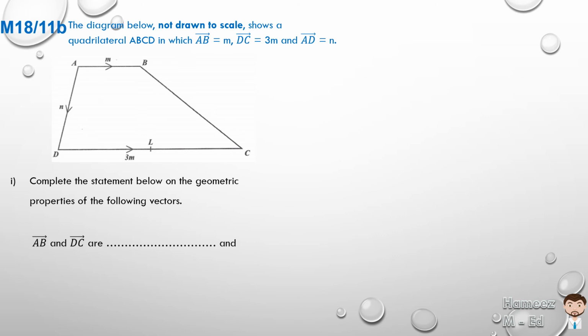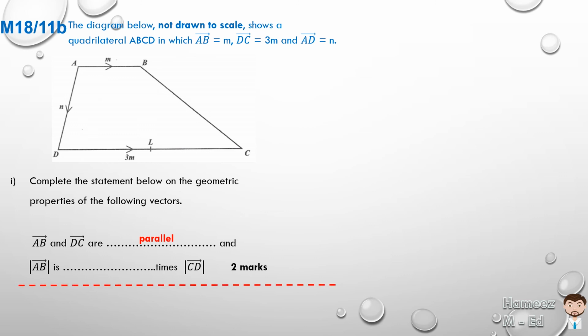Vector AB and vector DC are, well, we know they are going in the same direction, so we can say that they are parallel. And mod AB, the modulus of AB, meaning the length of AB, is how many times the length of CD? Well, we know the length of CD is 3 times the length of AB. So if I want the length of AB alone, I can carry the 3 across. The 3 is multiplying. When I carry it across, it will divide. So it'll be 1/3 the length of CD. Part 2.